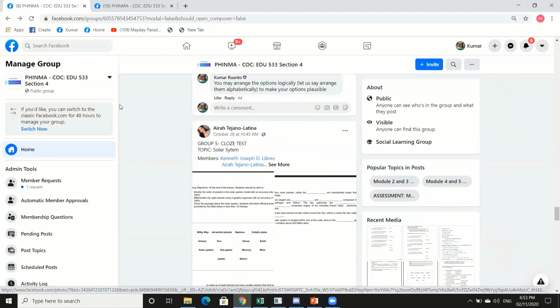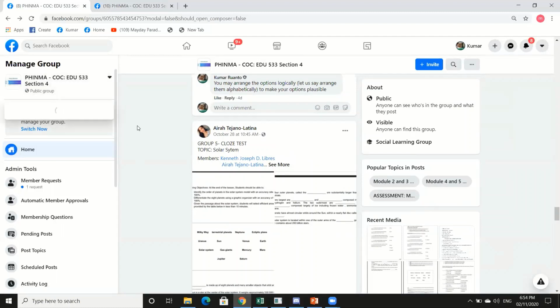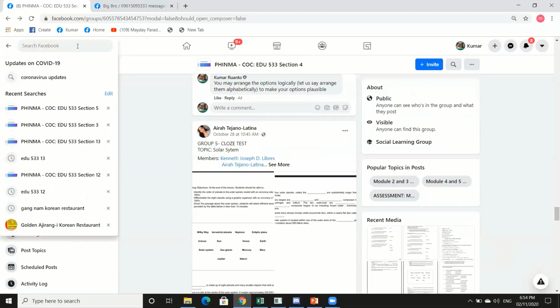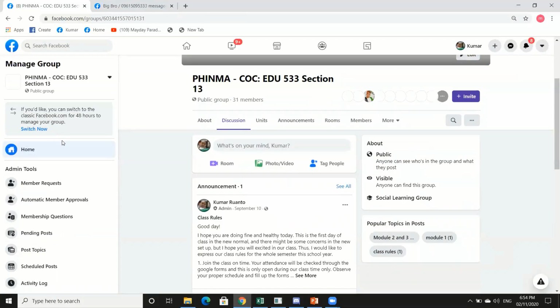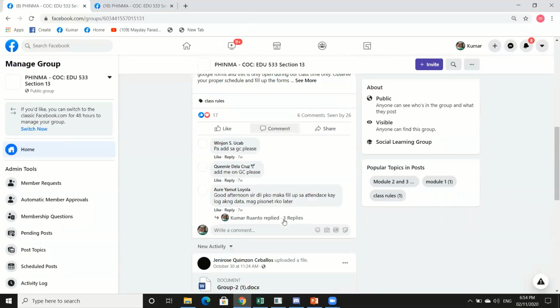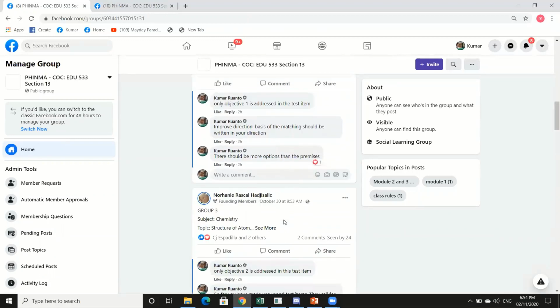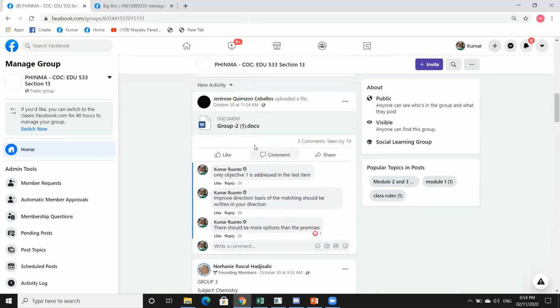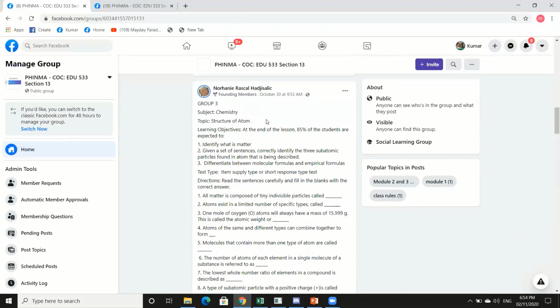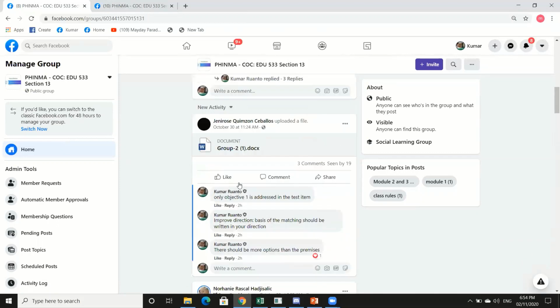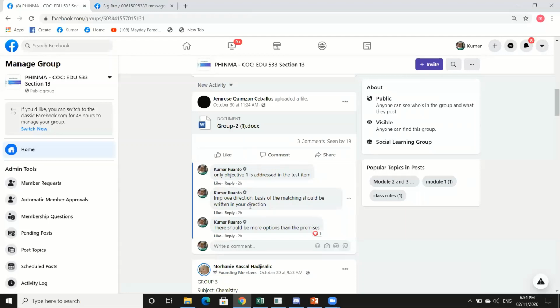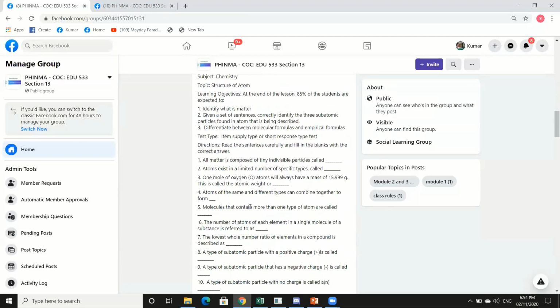Okay, let's process one last one. Let's do this section 13. Right now. We'll just skip that one because we are not going to download it yet. So, kanina lang.